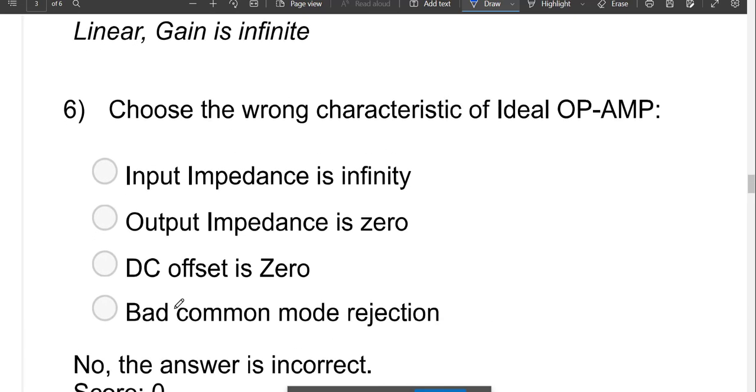Option D, ma'am. There is good common mode rejection in an ideal op-amp, ma'am. What does common mode rejection mean? Differential gain to the common mode gain, ma'am. It will reject the common mode signal.